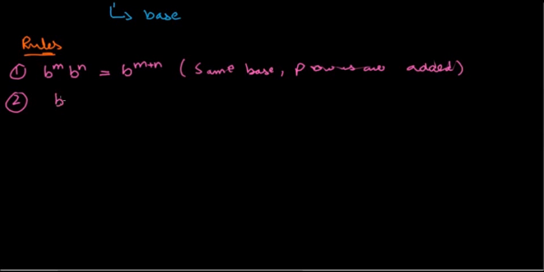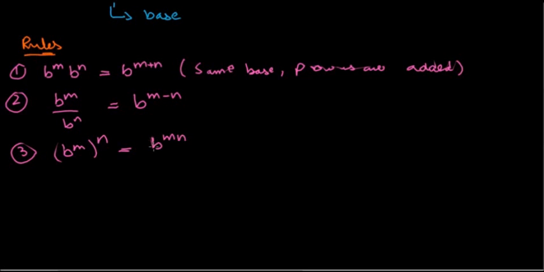Okay, let's look at another of the rules. Let's say you have, instead of a product, a division. In this case, you can bring the denominator to the top and write it like this: b raised to m minus n. So you just subtract the powers. And the rule is when you have a number raised to a power, and then that thing is again raised to a power, this can be written as the product of these two powers, so m times n. So b raised to m times n.